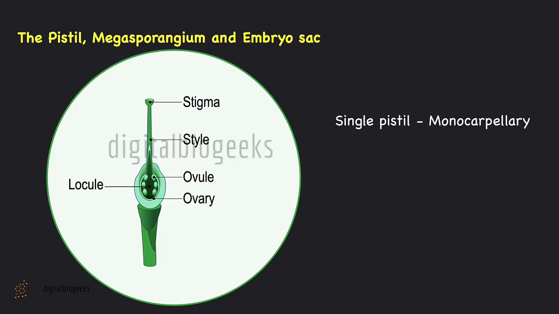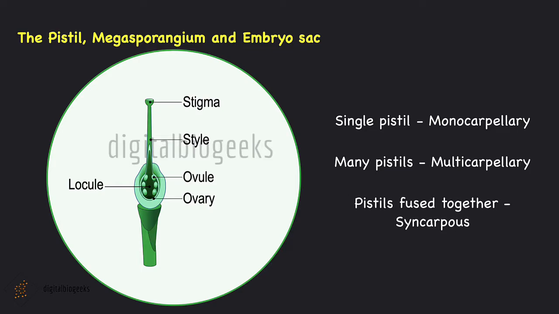If there are many pistils in a gynoecium, it is called multicarpellary. When there is more than one pistil, they may be fused together and called syncarpous. Inside the ovary, there is an ovarian cavity called the locule. The placenta is located inside the locule. Megasporangia or ovules arise from the placenta. The number of ovules in an ovary may be one, like in wheat and mango, and many in papaya and watermelon.